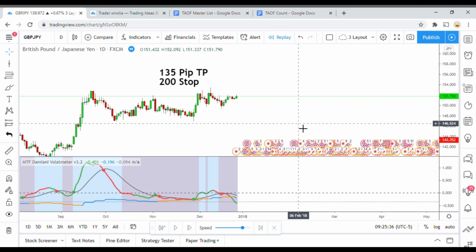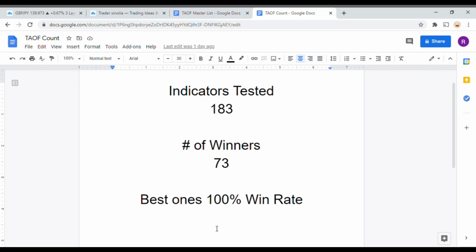Alright, as I said, today we will be testing the Damiani Volatmeter indicator. But before we do, I wanted to put the indicator scoreboard up for everyone to see. So to date, we have tested 183 indicators. And out of those 183 indicators, 73 of them have been winners, which means that they have met or exceeded the 60% win-loss ratio threshold that we have set for them. The best ones so far were able to achieve a 100% win rate.